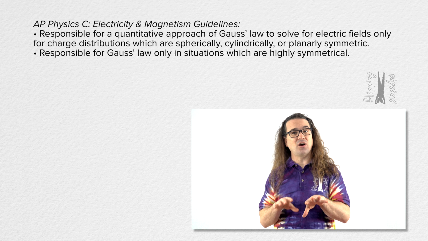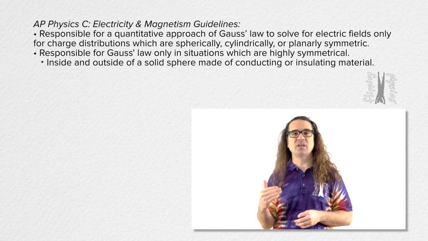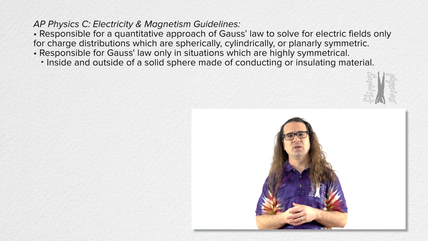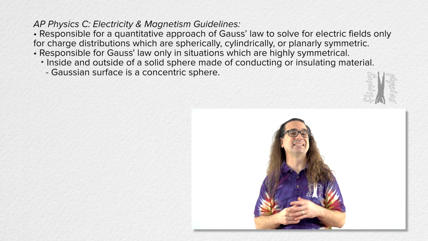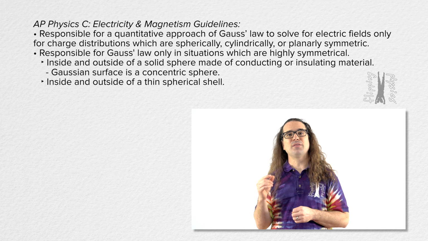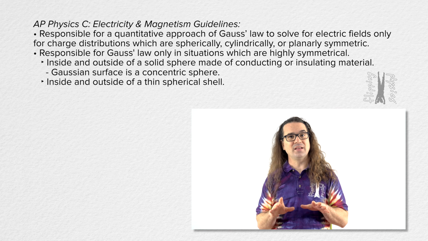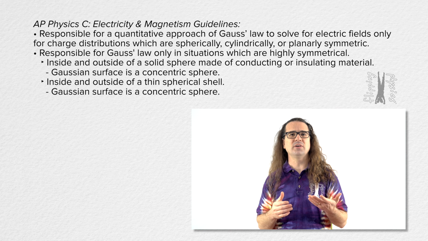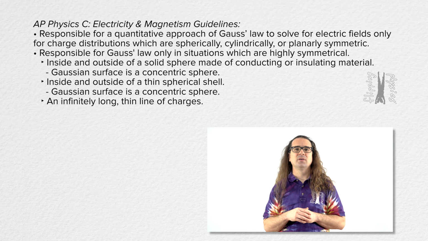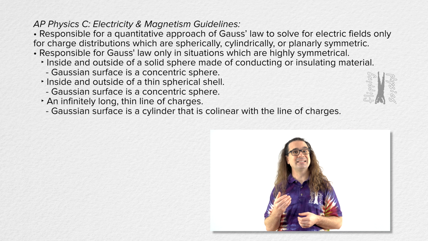Some examples of this are inside and outside of a solid sphere made of conducting or insulating material. For this solution, the Gaussian surface is a sphere. Inside and outside of a thin spherical shell, again, the Gaussian surface is a sphere. An infinitely long, thin line of charges. The Gaussian surface for this is a cylinder which is collinear with the line of charges.